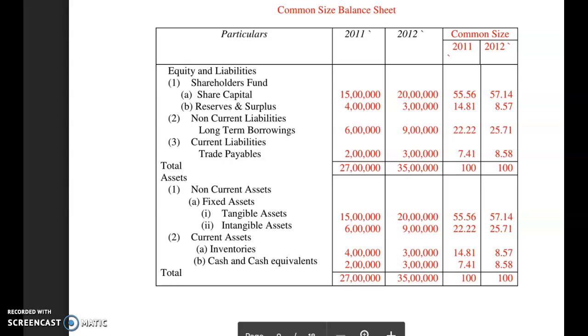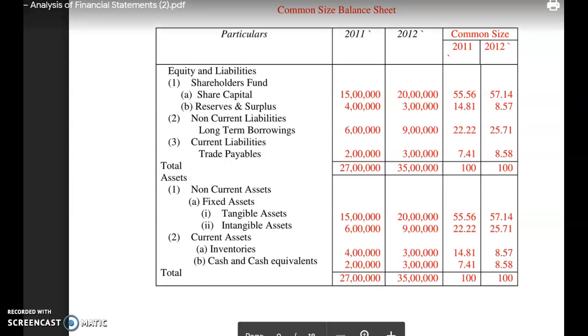So this way, very simply, we can prepare the common size position statement or common size balance sheet. It is very easy to prepare. Just the total will be taken as the base equivalent to 100. I will continue in my next video relating to the preparation of common size income statement or common size profit and loss account.